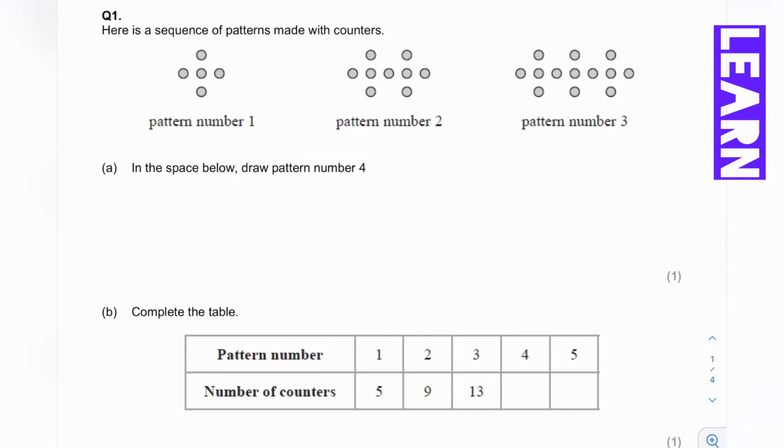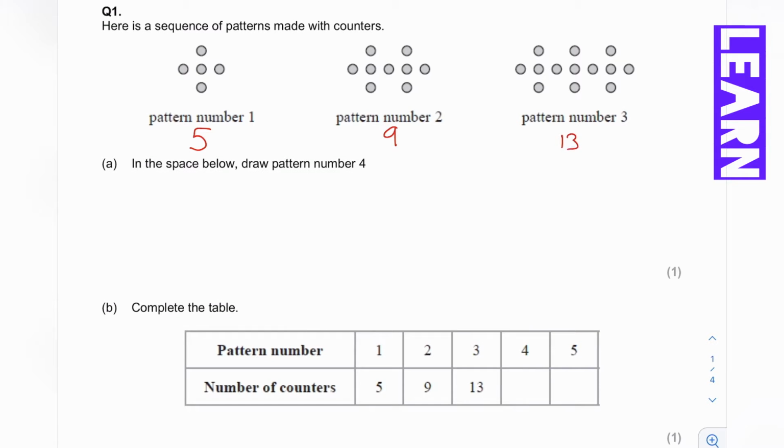So today we're going to have a look at finding the nth term of linear sequences. To begin with, they could ask or show you a sequence using pictures. So in this question here, we've got pattern 1, which has got 5 dots, pattern 2, which has got 9 dots, and pattern 3, which has got 13 dots. Part A asks you to draw pattern number 4.